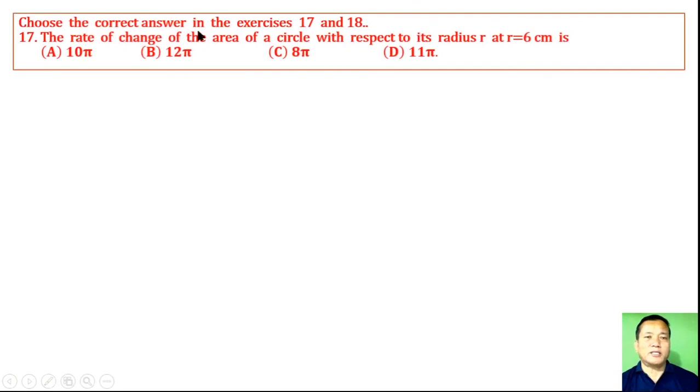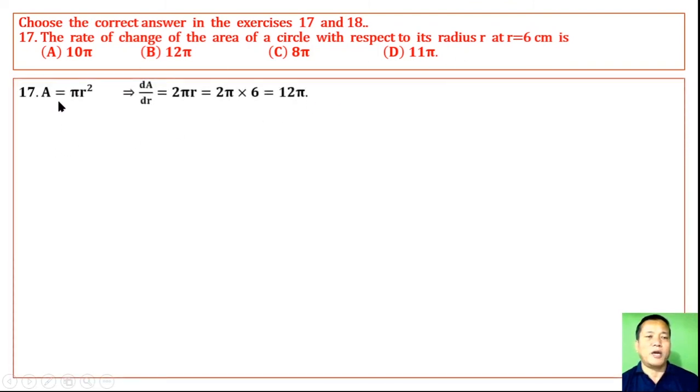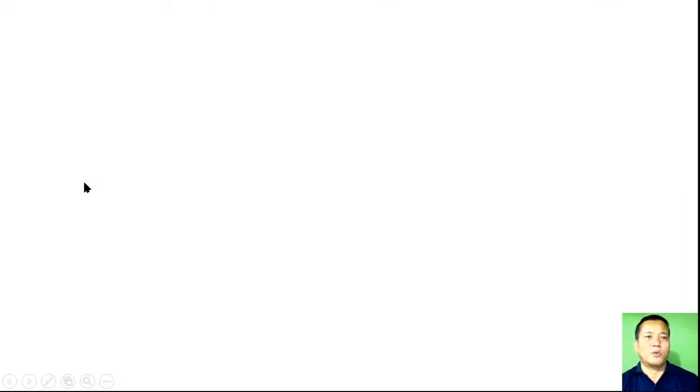Choose the correct answer in the exercises 17 and 18. 17. The rate of change of the area of a circle with respect to its radius r at r equal to 6 cm is. Area A equals pi r square. dA by dr is twice pi r. Putting the value r equal to 6, it is 12 pi. So the correct answer is option B.